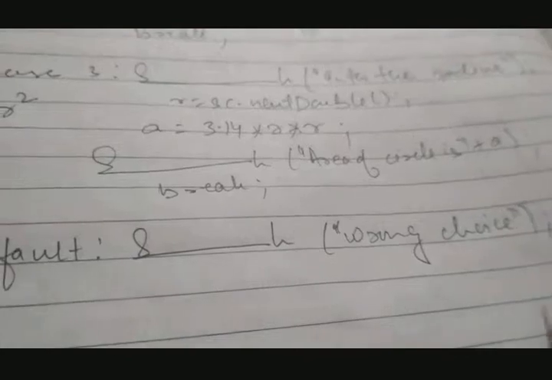Then default. So wrong choice, your choice is wrong. And then close the switch, close the main, close the class. This is all about your menu driven program. So let's proceed from the previous one.